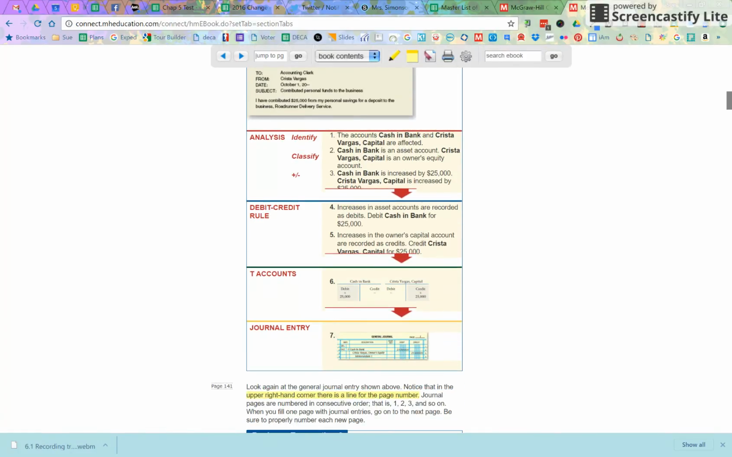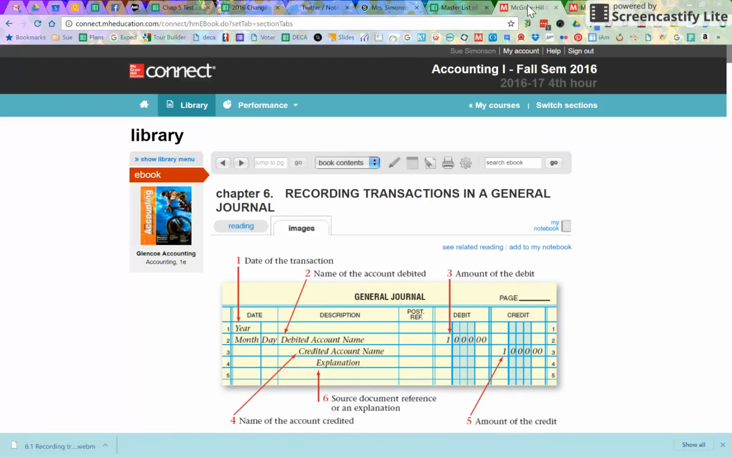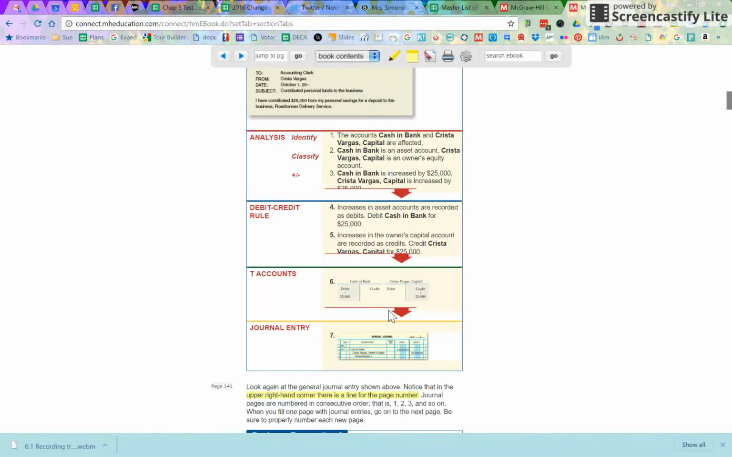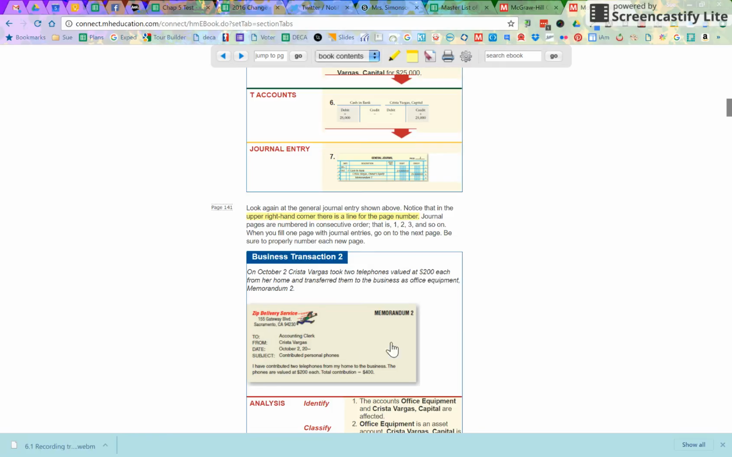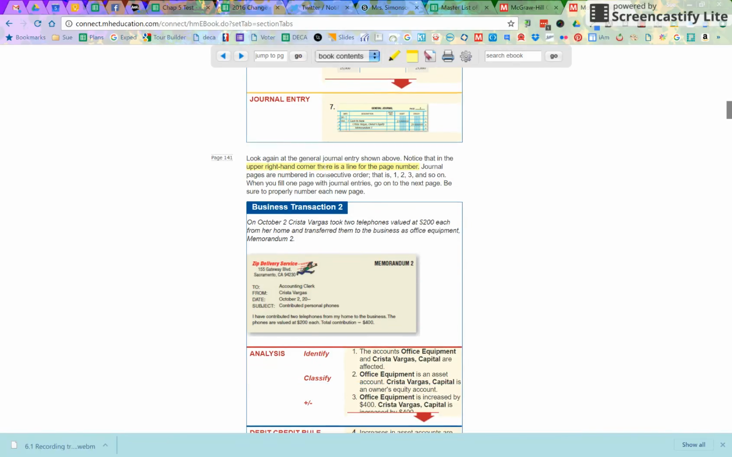Here's how it looked in the T account. And then if we look at the transaction here in the image, we have our date. Cash is the debit account, and here's the debit amount. Krista Vargas, Capital, that's not right, is a credit, and our source document. Notice here we also have a page number. We number the pages in the general journal sequentially. Awesome, that worked. The page numbers are always up here at the top right, and they come into play later. So it's important that you number the pages.